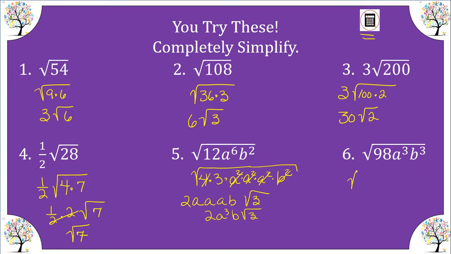And 98. It may have taken you a few minutes to figure out 98, but it is 49 times 2. And then we have a squared times a, b squared times b. We're going to take the square root of 49, which is 7, the square root of a squared, the square root of b squared, and we're left with radical 2ab.